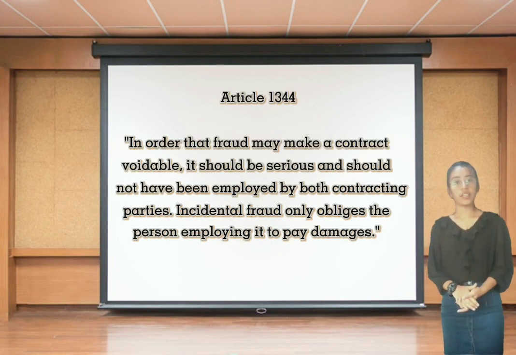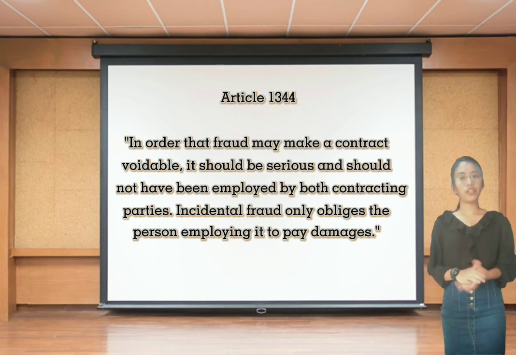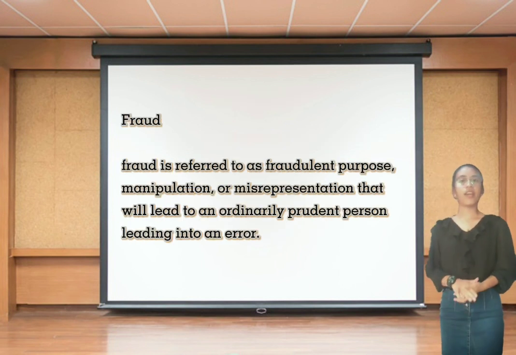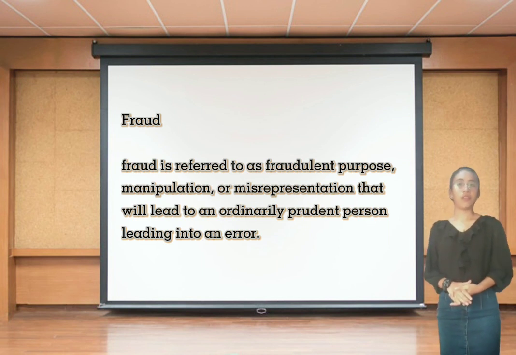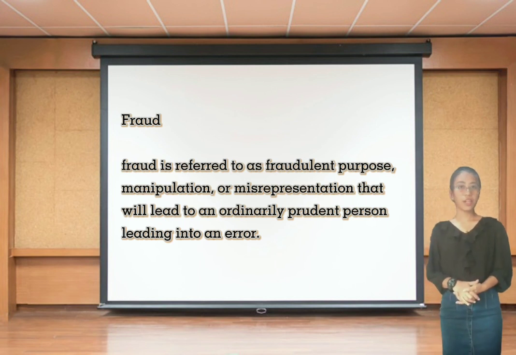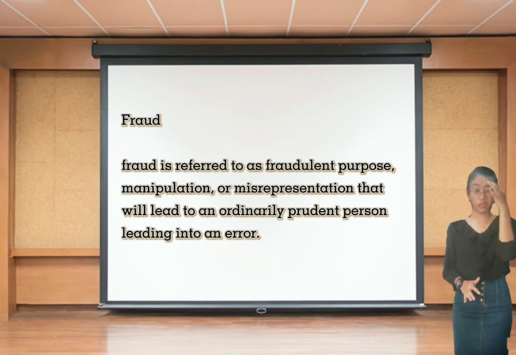So, the next one is Article 1344. In order that fraud may make a contract voidable, it should be serious and should not have been employed by both contracting parties. Incidental fraud only obliges the person employing it to pay damages. So, let's first define fraud. Fraud is referred to as fraudulent purpose, manipulation, or misrepresentation that will lead an ordinarily prudent person into an error. This article states that fraud may make a contract voidable when it is serious and it should not be done by both contracting parties.